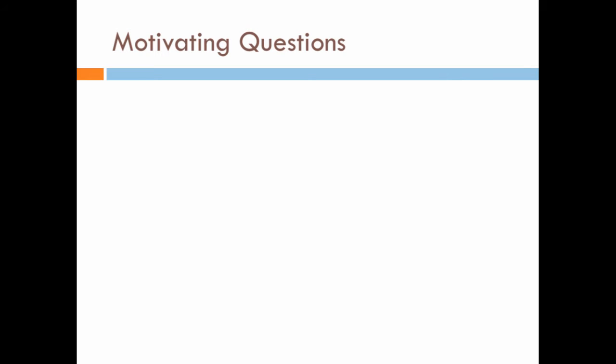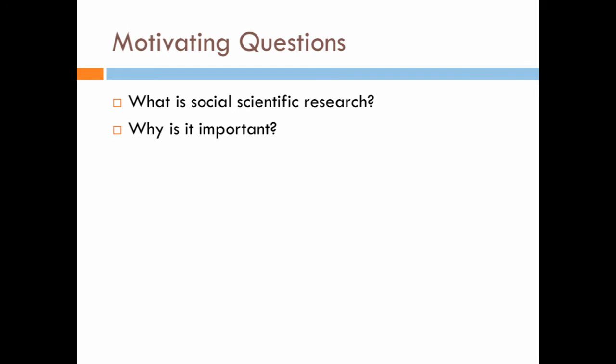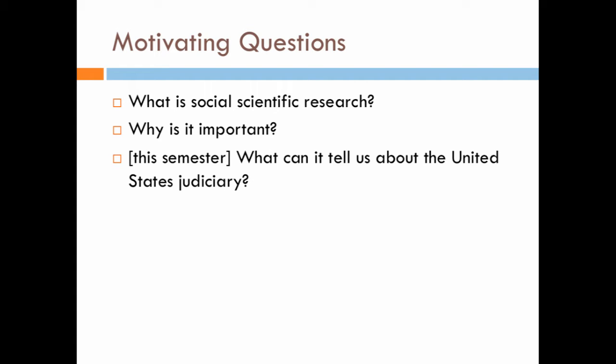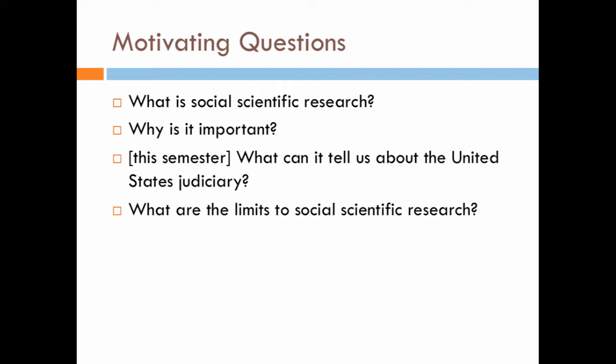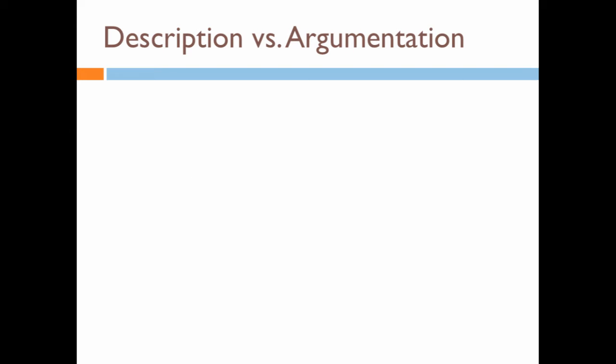There are 4 central questions that motivate this lecture. What is social scientific research exactly? Why is it important? Why should we care? More importantly, for our purposes, what can social science tell us about the judiciary? That's what we're going to aim to answer this entire semester. And fourth and finally, once we've established that social science is awesome, we need to recognize that it has its limitations. So what are the limits to social scientific research?